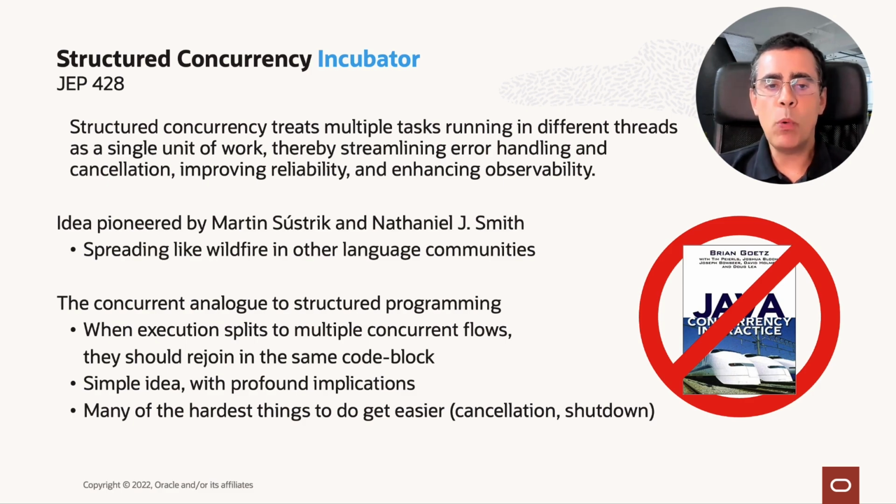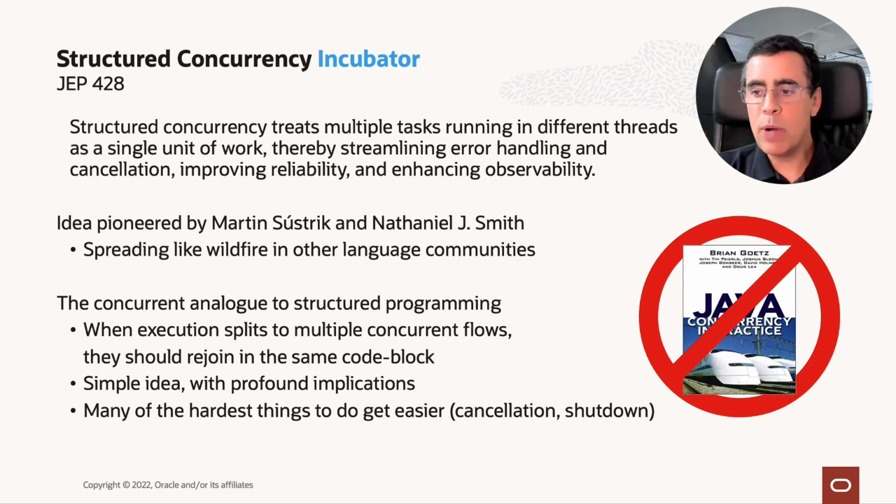JDK 19 also delivers APIs for structured concurrency. It is a relatively new idea in its current form, but it wasn't ours. The Loom team found it in a blog post that was of the rare kind that makes you go, obviously, this is how things should work. The principle is simple. When sequential code splits into concurrent flows, they must join back in the same code unit. But the implications are profound.